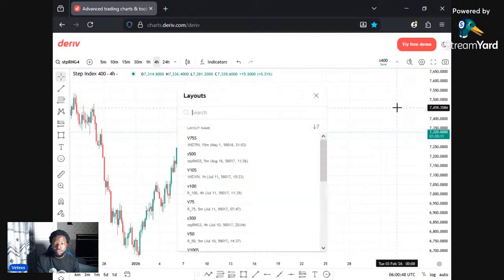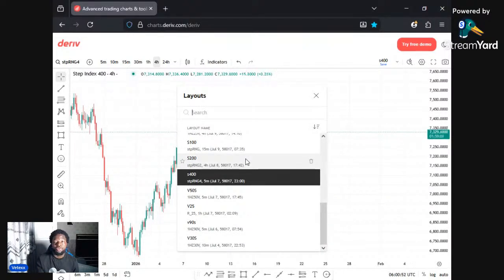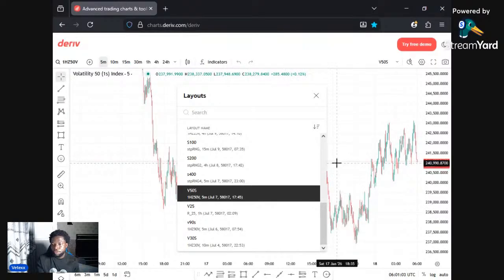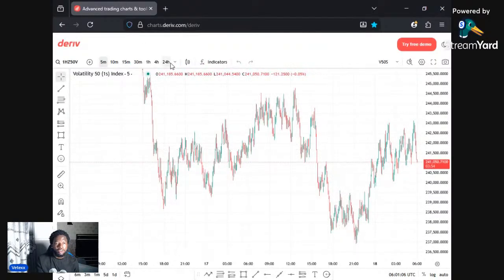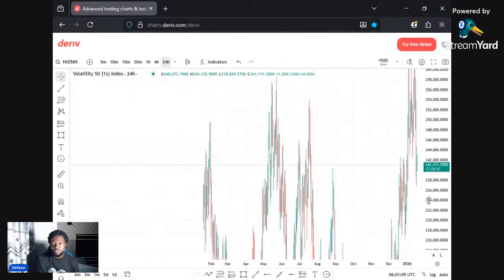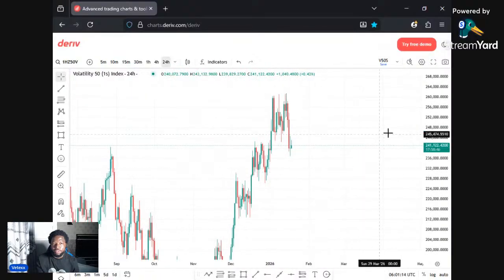So currently there's nothing on Step 400. Most of the pairs we analyze now, we are just anticipating a move on the 24-hour and the 4-hour time frame. So the next on my list is V51S. V51S has been bullish. As a matter of fact, it has been bullish on the weekly time frame, and it's yet to smash its target. I think it has already smashed the target.